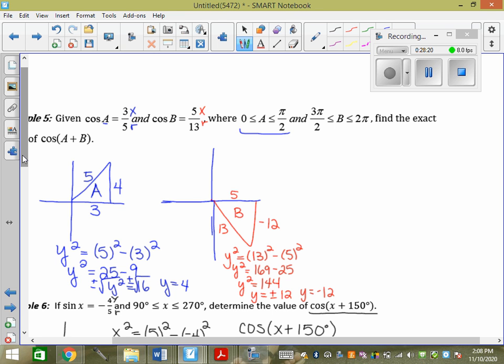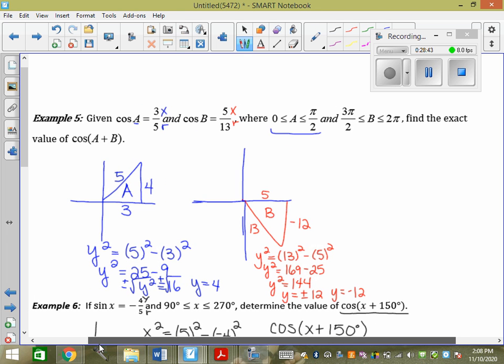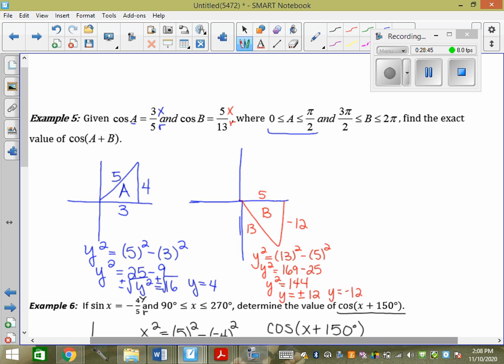So we have triangle A, we have triangle B, and you could give any trig ratio off of any of these, right? Like if I asked for tan or cotan, you would just use your triangle. Now, that's all chapter 4. That's nothing from chapter 6, right? Chapter 6 comes in where it says, find the exact value of cos(A plus B).